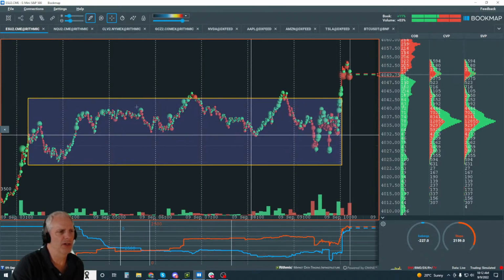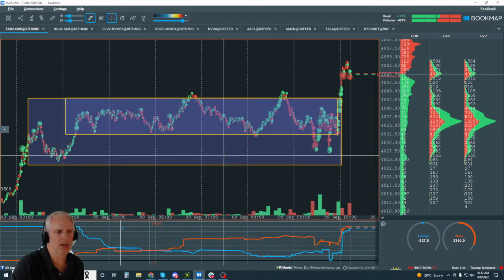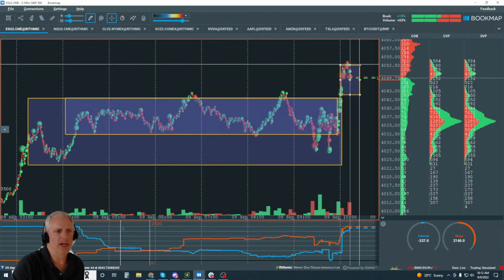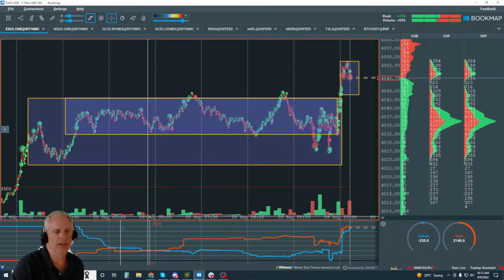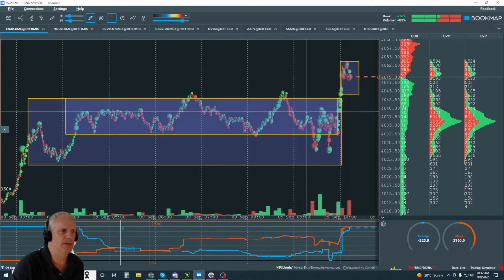Okay, the structure is here. These markets are fractal. There's structure within structure, and then we can see that we're breaking and creating a new one up here. This is where you can look into your measured moves, all that kind of stuff as well.